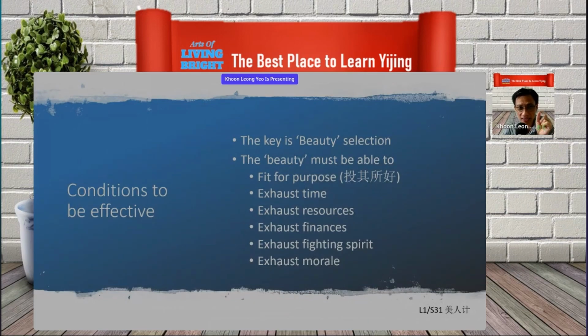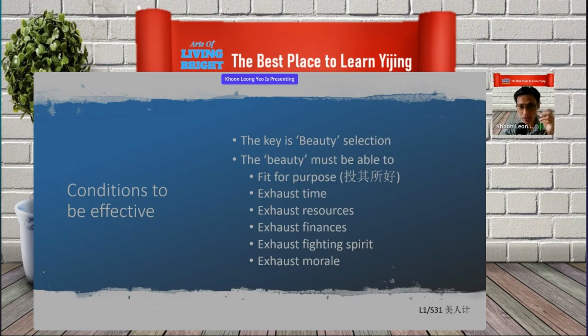Okay. So the key condition here to be effective is the beauty selection. Not anything can be used as the beauty. When I say beauty, I don't mean the person. I mean anything that you are using to attract the opponent. So for example, shopping mall vouchers for those who like discounts will be very attractive to them, or attractive scenery for those who like to see nature. That will attract them. So the beauty must be fit for the purpose.